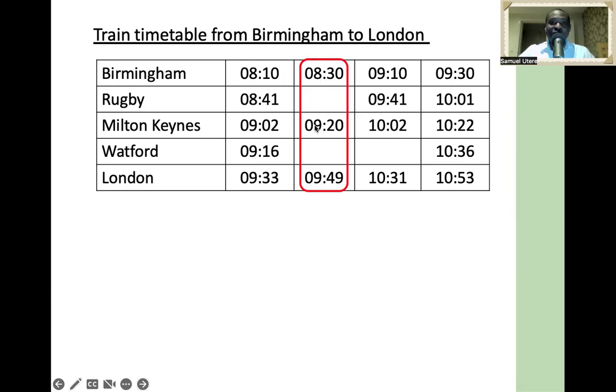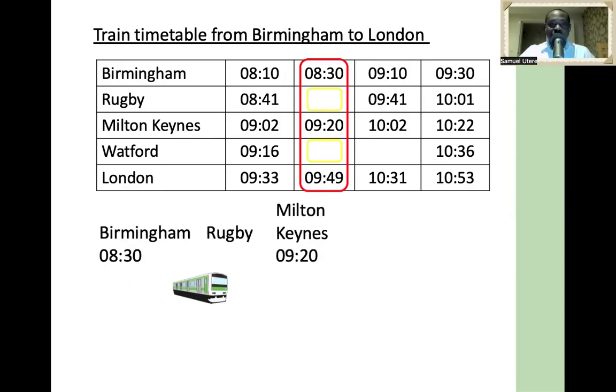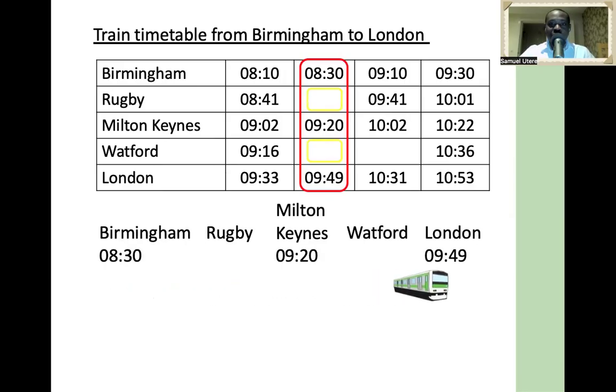You're going to have to stop at Milton Keynes, get off the train, and look for another train that will take you to Rugby, right? Maybe you'll have to now take these trains, which means you'll be late. Yeah. So you see? So the train goes through Rugby, stops at Milton Keynes, goes through Watford, and stops at London.